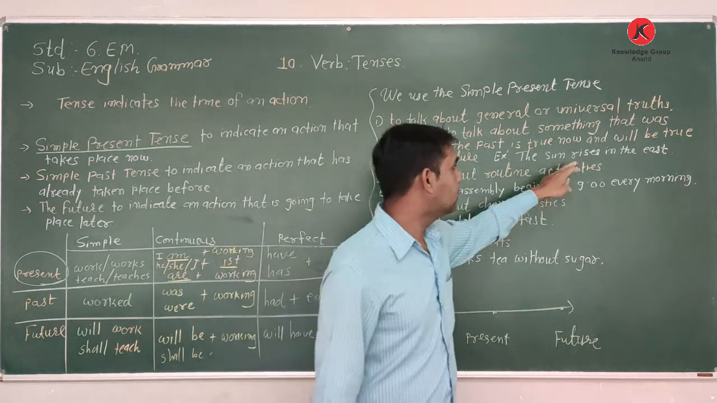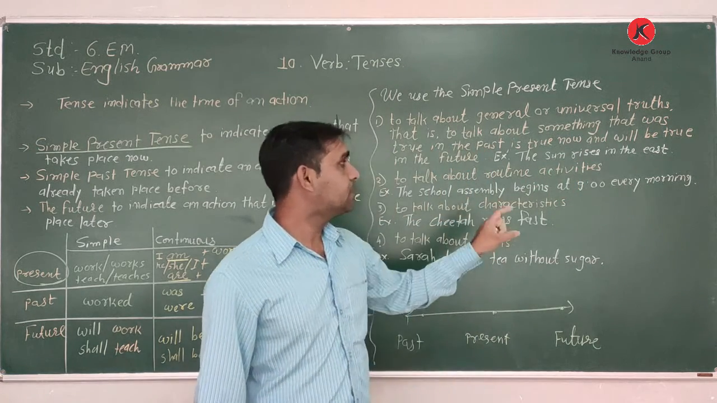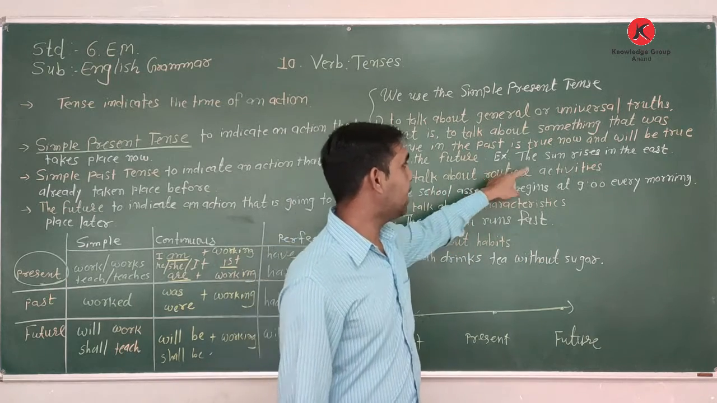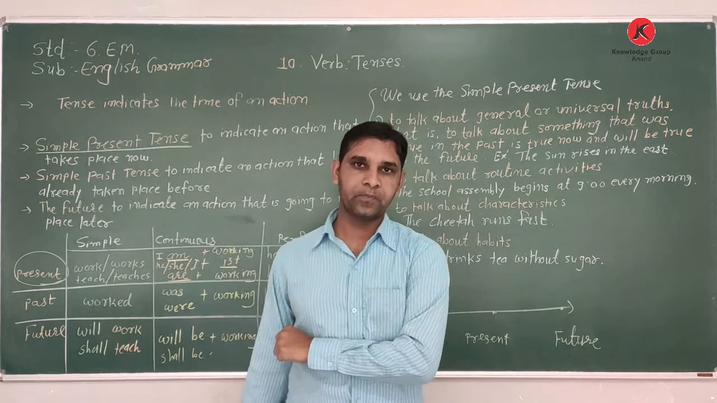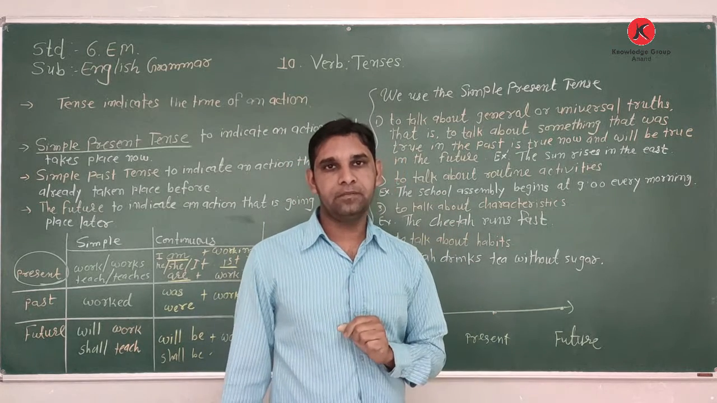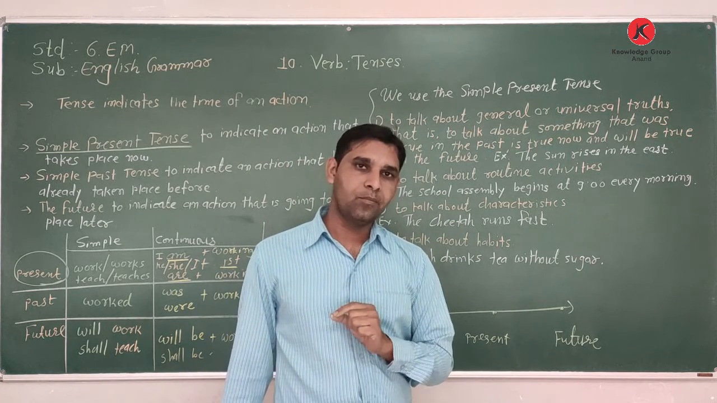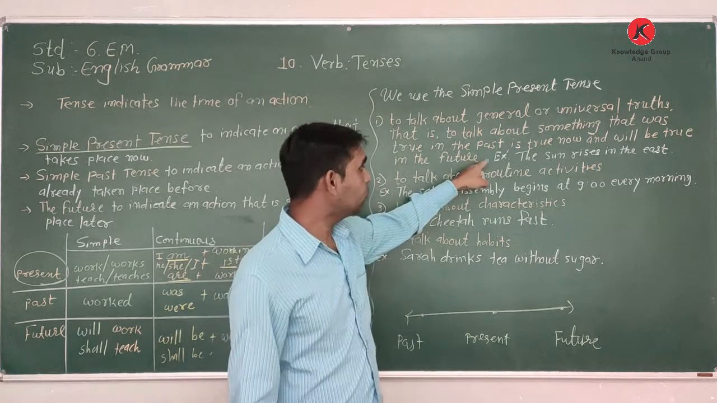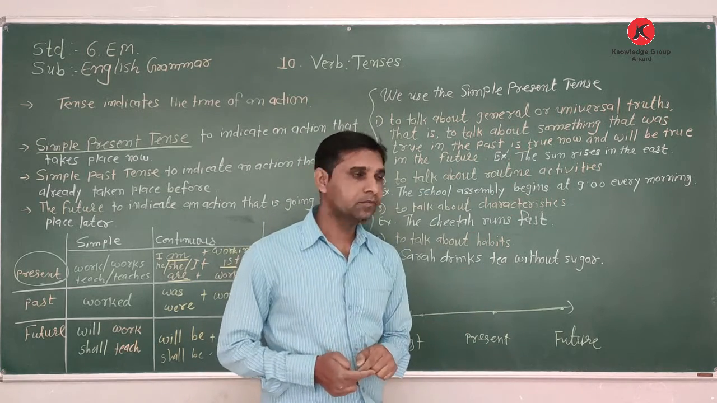Nobody changes it to the sun rises in the west. The truth is that the sun rises in the east. And the second universal truth is that man is mortal. Human beings are mortal. We are not immortal. So that is the general truth.